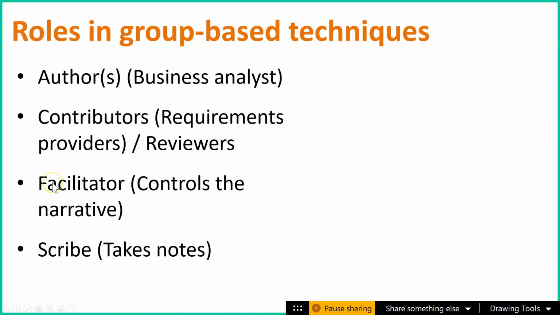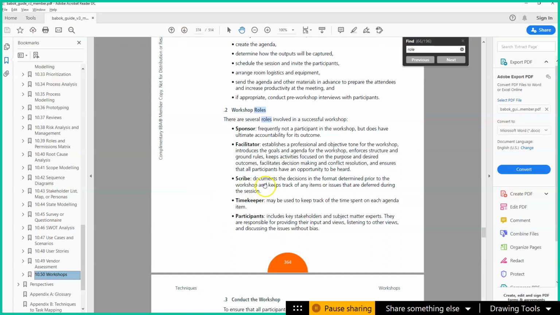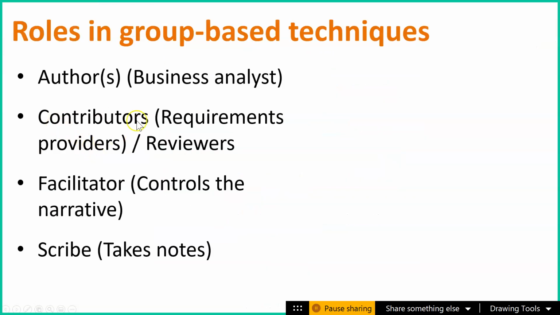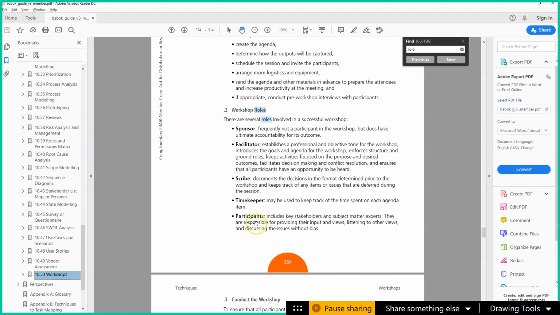So you've got the facilitator. Participants is the same thing as contributors. The scribe is there, and they're the ones that document everything. And then ideally you have the timekeeper, which is often the same person as the facilitator. And hopefully the sponsor is there, at least in the beginning. They don't always have to be. So for group-based techniques, these are the roles that are in the BABOK.